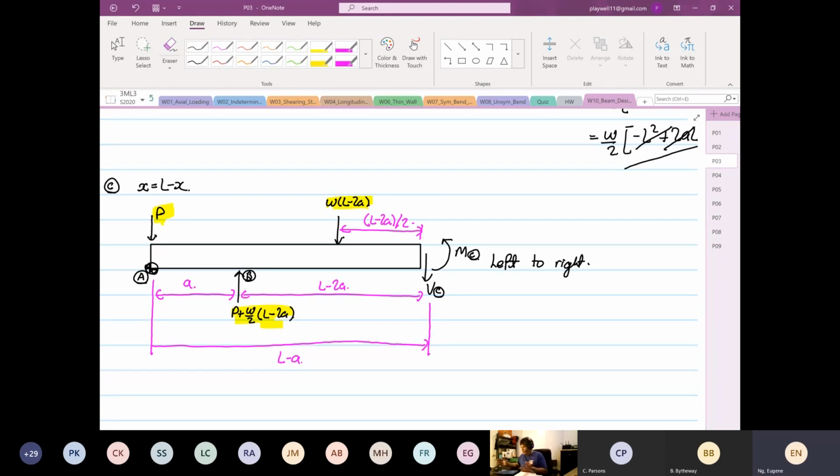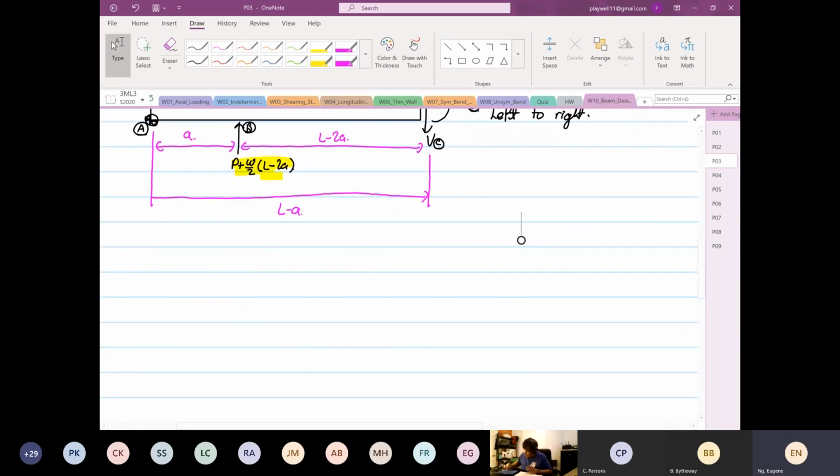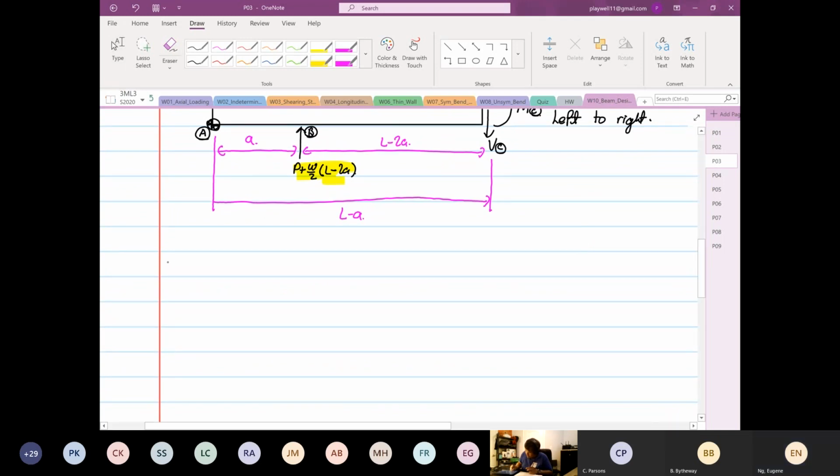I'm not going to show you now. If we do our analysis, we're going to do our analysis from right to left. So we are going from right to left now, okay?